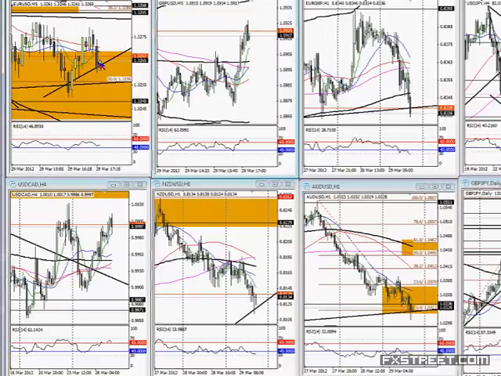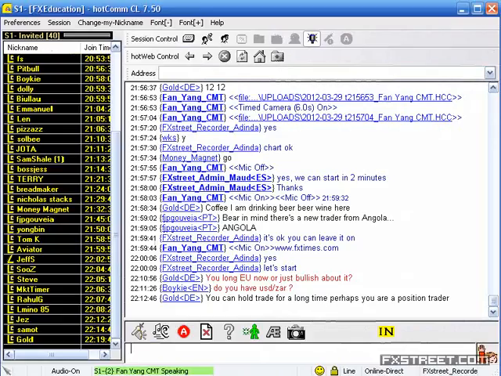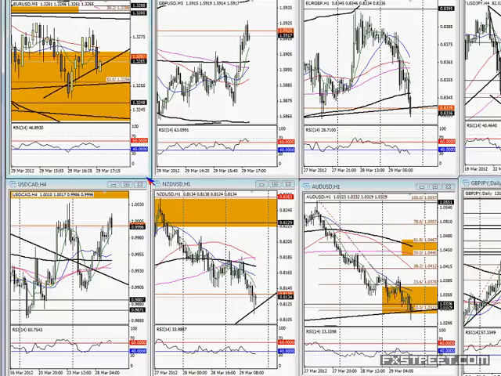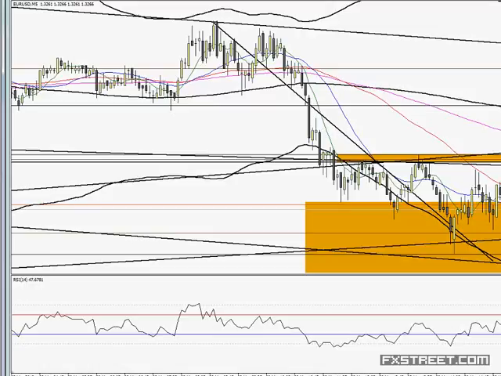Gold, I don't know if that's a question or a comment here. You can hold a trade for a long time. Perhaps you are a position trader. As I got a little more busy these days, I used to look at the market a lot in the 5-minute chart, so a short-term intraday kind of trader. But now I'm setting up, like you said, more of a position trader, more looking for the weekly swings. But I do still look at the 5-minute chart to get into my entries.